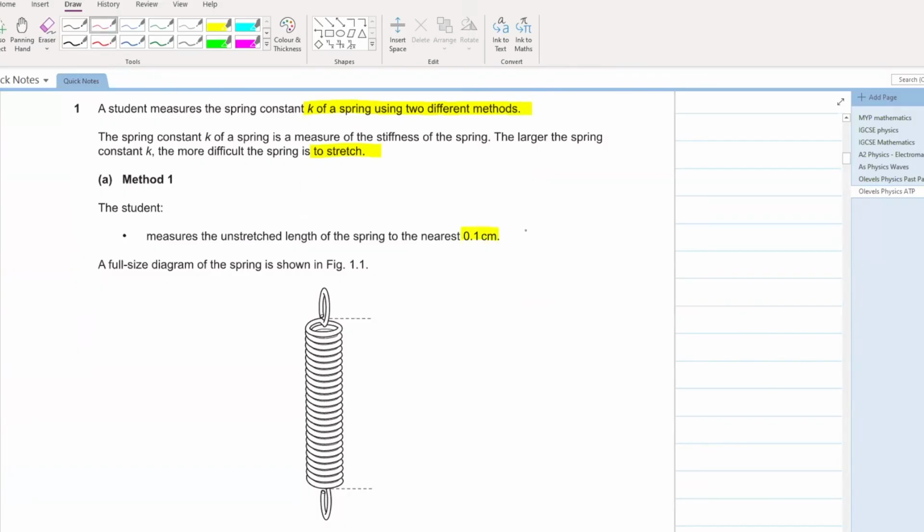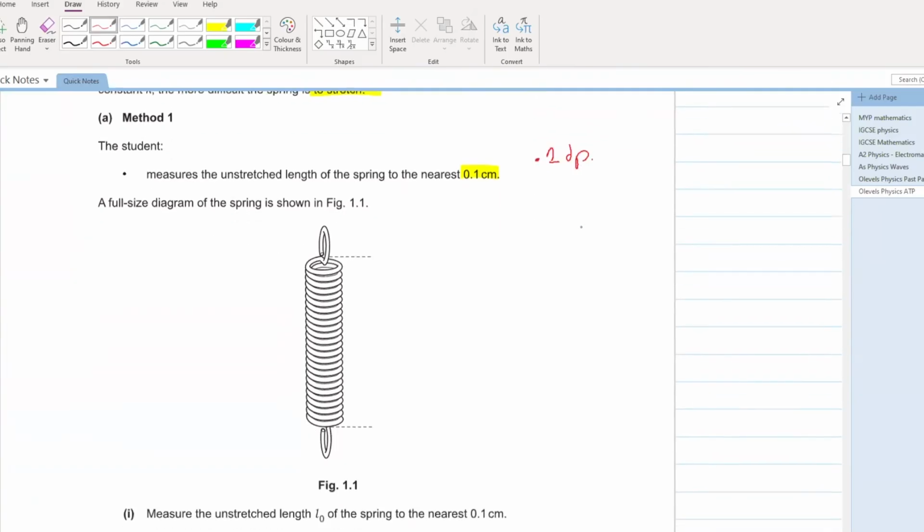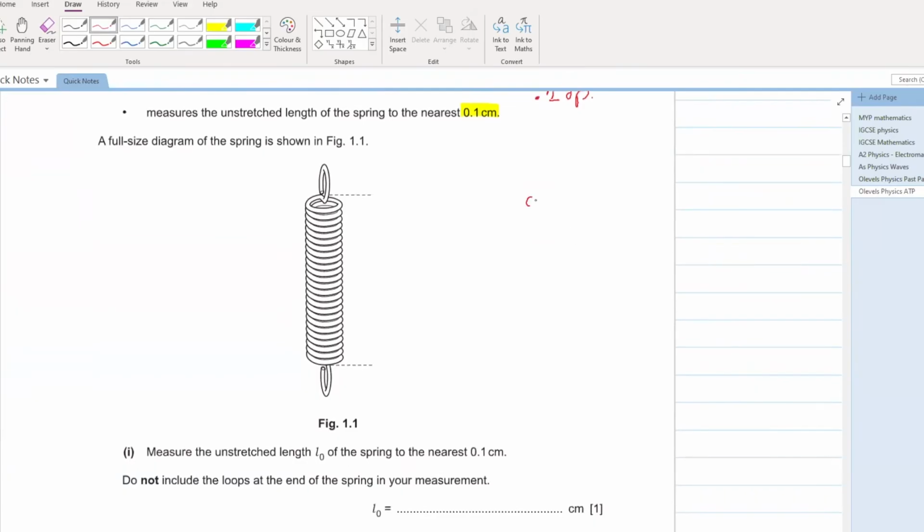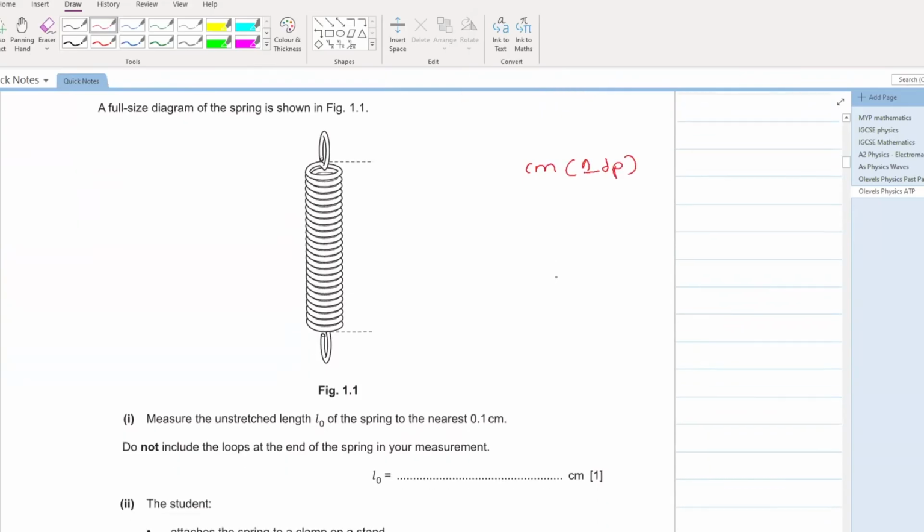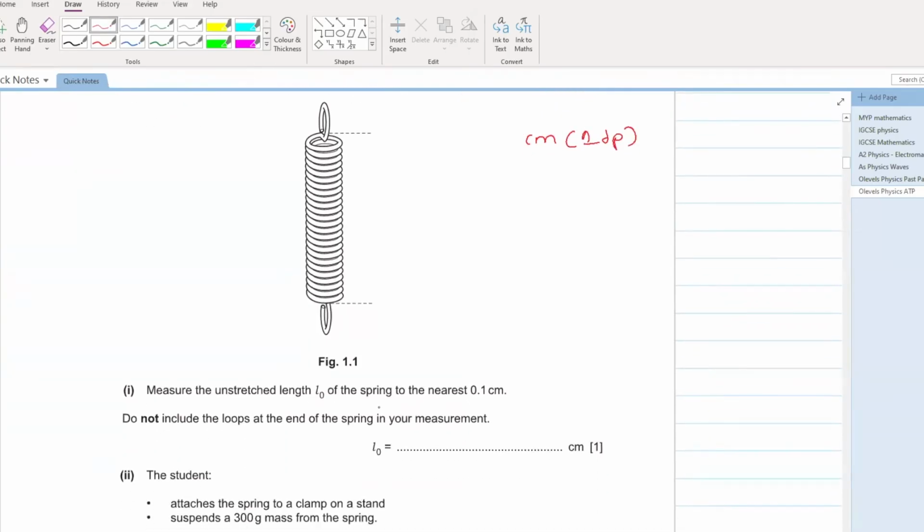Whenever you have to write your answer to the nearest 0.1 centimeter, you have to write your answer to one decimal place. Measure the unstretched length L naught of the spring nearest to 0.1 centimeter. Do not include the loops at the end of the spring in your measurement.